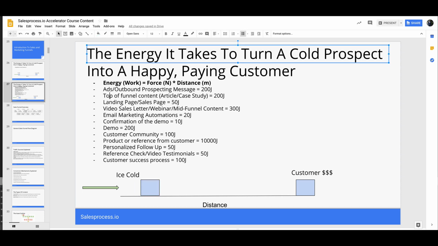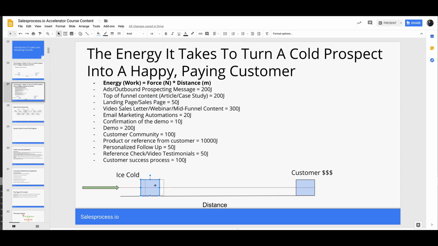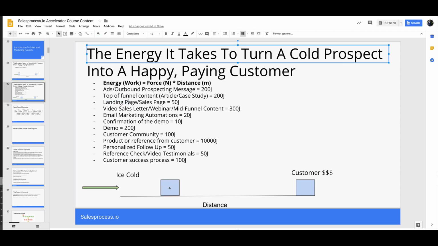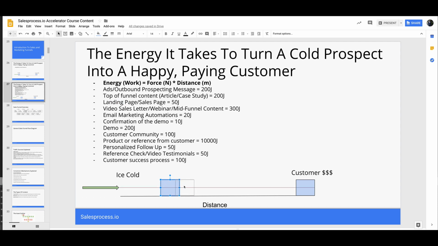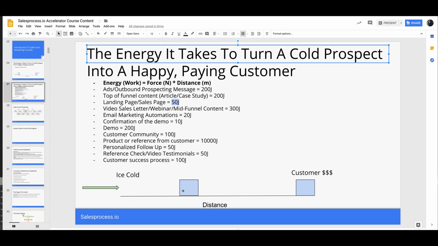Then they're going to engage with some sort of top of funnel content or a case study or something. So now they're in our world, and we're going to input some more energy, and we're going to give them this really great case study or this article, and this moves them down the path a little bit. Then we have our landing page. They visit our sales page and they read some sales copy. Oh, and they're down the funnel a little bit more. We inputted 50 joules of energy into the system.